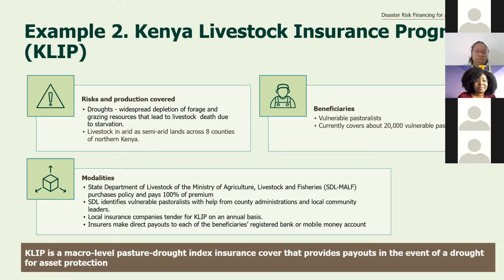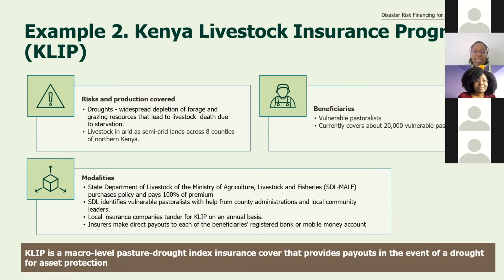Local insurers provide cover, but they bid for this on an annual basis to ensure that the program continues to be priced and delivered on a competitive basis. And finally, the payouts: when a drought occurs and the insurance is triggered, payouts are made directly to beneficiaries' registered bank or mobile money accounts.